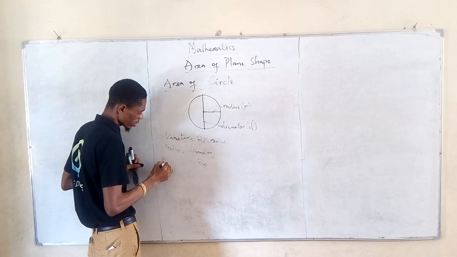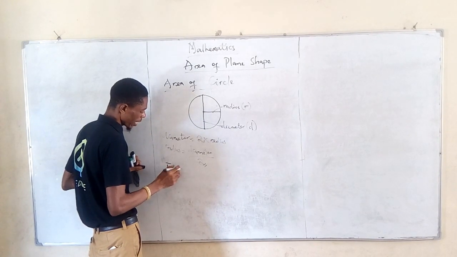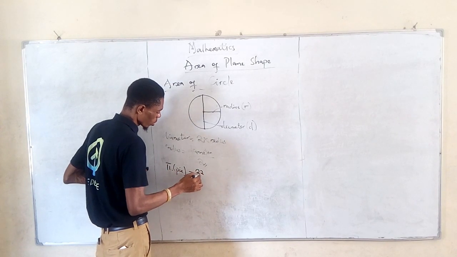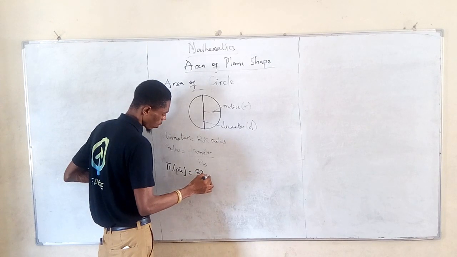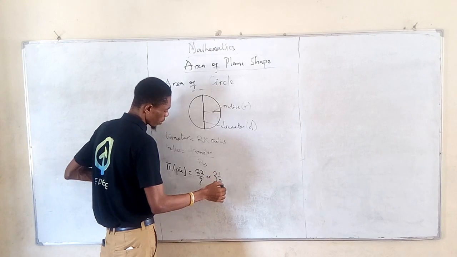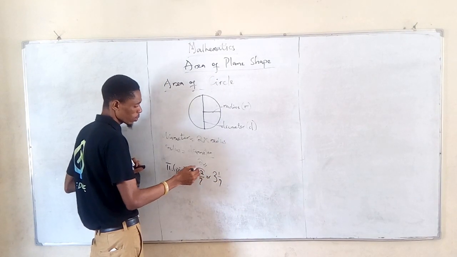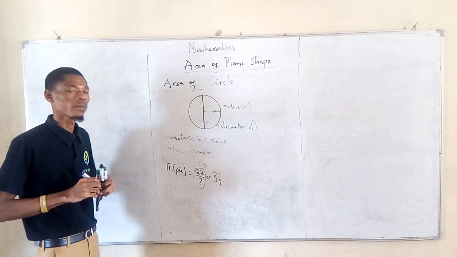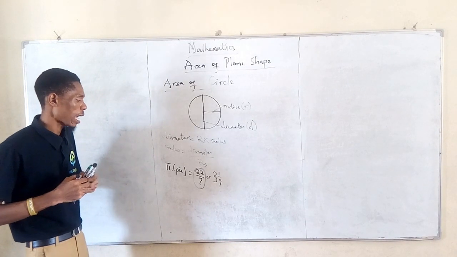Now, when calculating areas of a circle, we make use of a constant known as pi. Pi is 22 over 7, or 3 whole number 1 over 7. But for easy calculation, we'll be using 22 over 7 as pi. This is a constant, okay? 22 over 7 as pi.